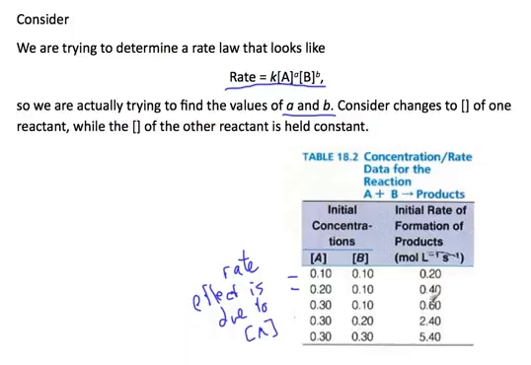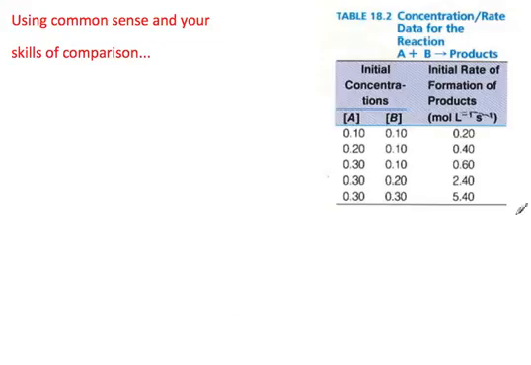We can say the same thing for experiments 3 and 4. In experiments 3 and 4, the concentration of A is held constant and the concentration of B is changed. So any rate change that we see over here is due solely to the change in concentration of B. So that's what we do. Let's go through this.